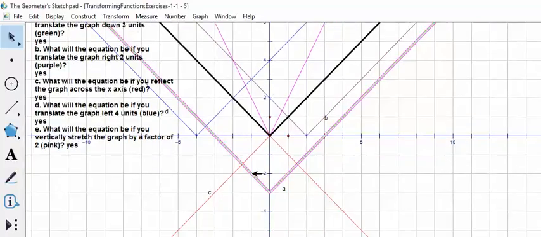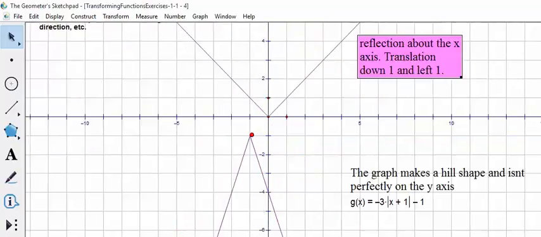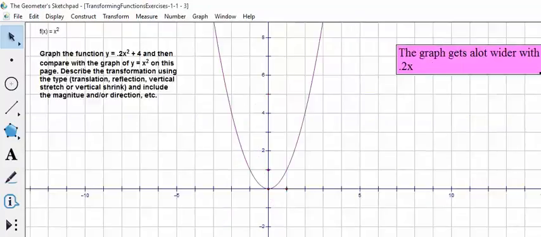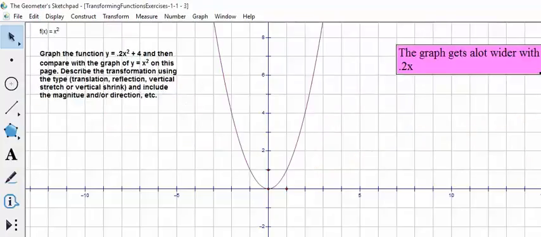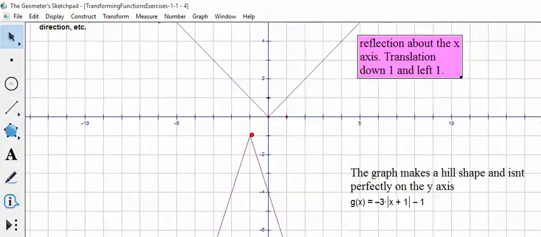See the green one here? So, I want to go down 3. And I'm going to go back to the one we did right here. Remember when I added the plus 1? It moved it up 1. Adding a number to the end of a function moves it up. Subtracting a number from the end of the function moves it down.